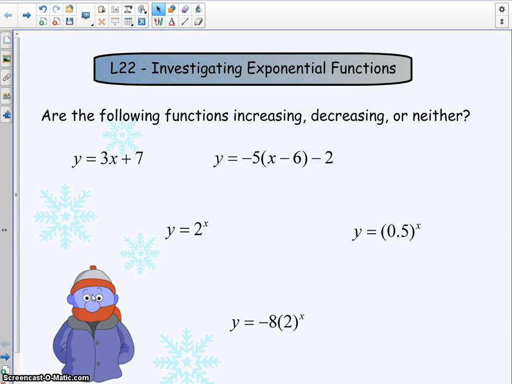Okay, so welcome to Unit 4. The focus of this unit is going to be on exponential functions. Now we saw a little bit of these back in Unit 1. We were looking at some of the different parent functions. We looked a little bit at 2 to the x as an example of an exponential function. We'll look at a lot more of them coming up.